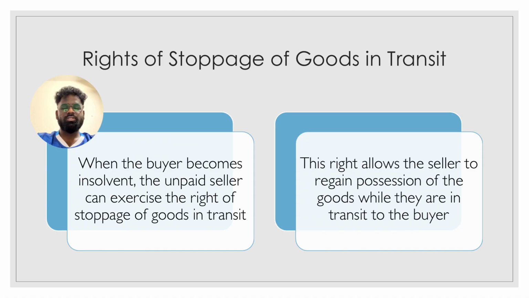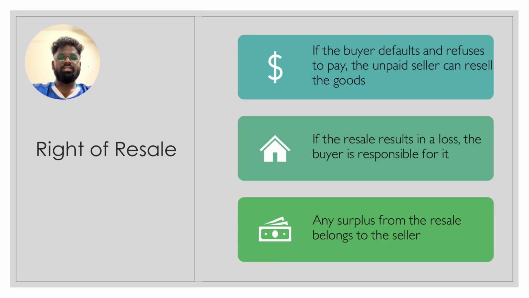Right of stoppage of goods in transit. This right is specifically for when the buyer becomes insolvent, which is bankrupt. It allows the seller to effectively stop the delivery while the goods are in the hands of a carrier and regain possession. Right of resale: if a buyer defaults on payment, the unpaid seller can resell the goods to a new party. If the resale results in a loss compared to the original agreed price, the original buyer is responsible for the difference. And any extra money, a surplus, made from the resale belongs to the seller.